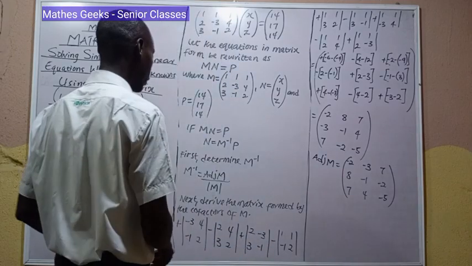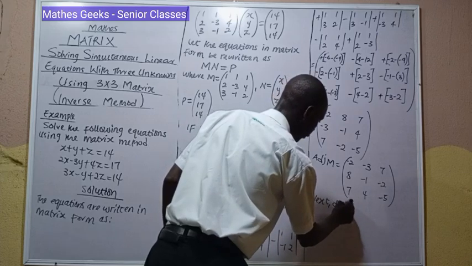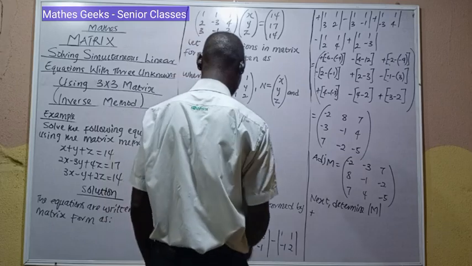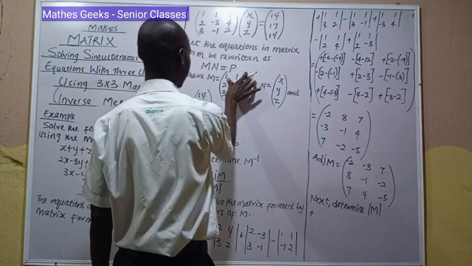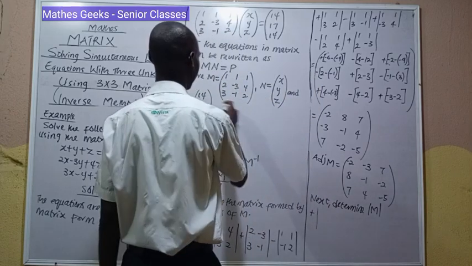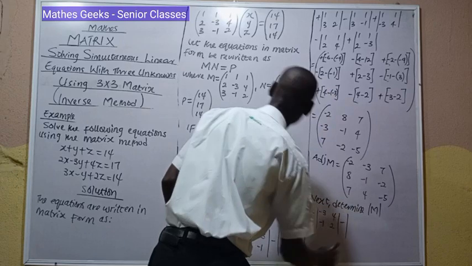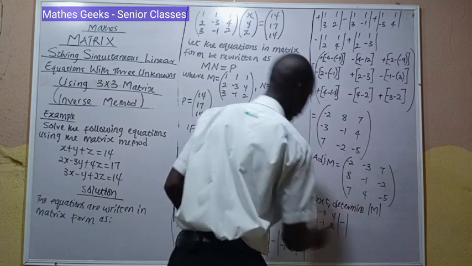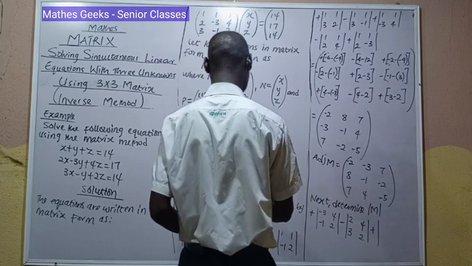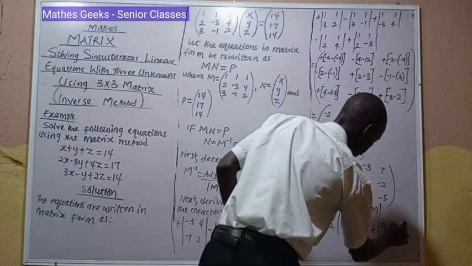So the next thing we're going to do is to get the determinant of matrix M. For M, we're going to take the factors along the first row: plus 1 times the determinant of minus 3, minus 1, 4, 2, minus the first row, second column, 2, 3, 4, 2, plus the first row, third column, 2, 3, minus 3, minus 1.